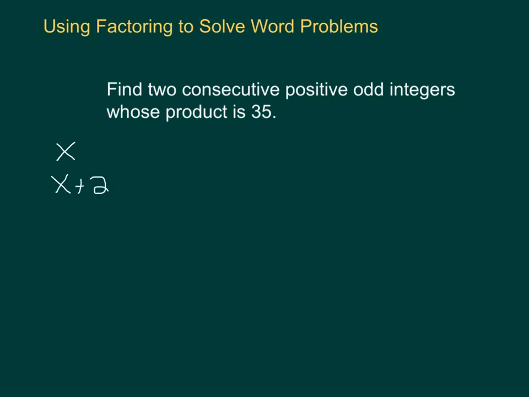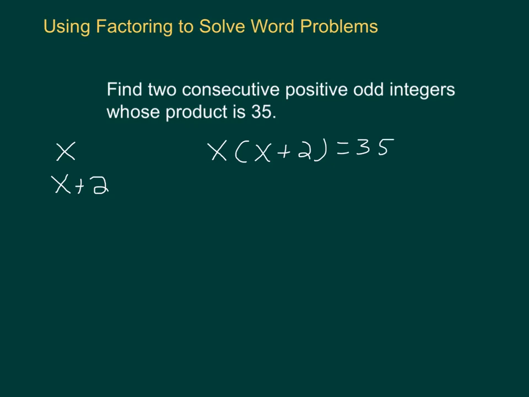All right. I don't seem to be able to make sure that they're positive yet, at least. I've made sure that if one's odd, the other one's odd. And I know their product is 35. So in order to make that happen, I have to remember that product means multiplication. So I'm going to show that x times x plus 2 equals 35. Now the goal here is to solve for x.